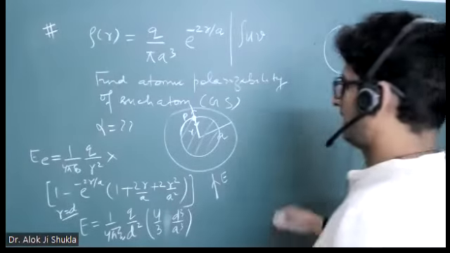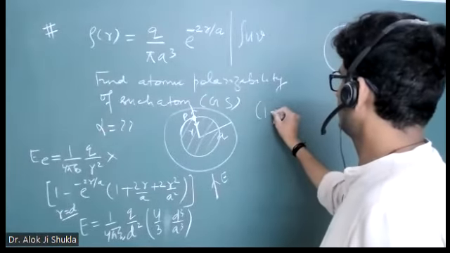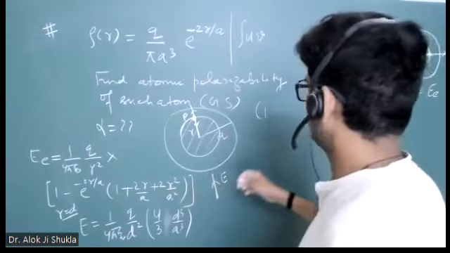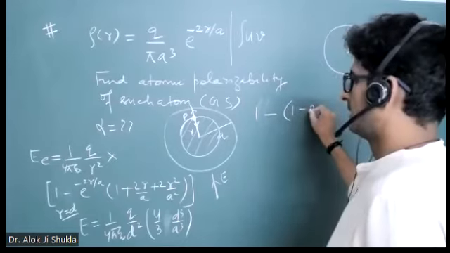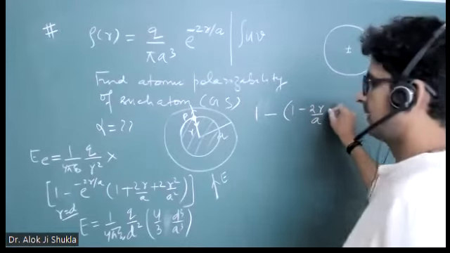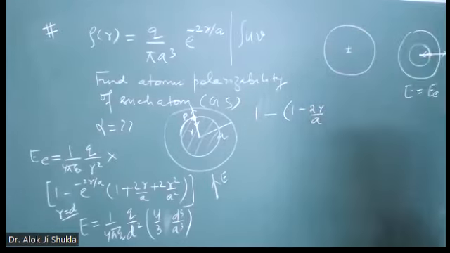Just take one more square term. It will become 1 minus 2r by a, then plus 4r square by a square, divided by 2 factorial, right? Yes. And here 1 plus 2r by a plus 2r square by a square, okay?